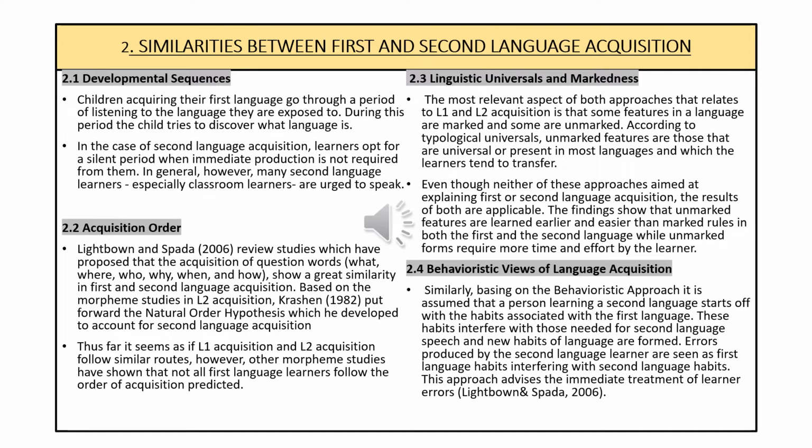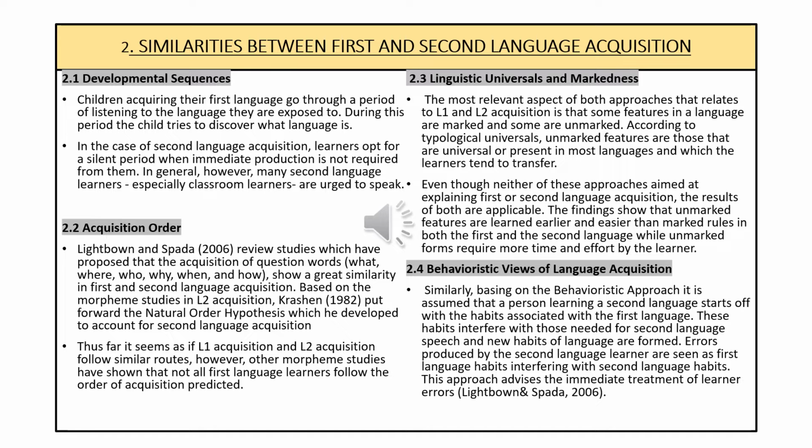Similarities between first and second language acquisition. In 2.1, it's the development sequence. Children in the first language go through a period of listening to the language they are exposed to. During this period, the child tries to discover what language is. In the case of second language, they have the silent period, but it imitates the production and is not required for them. In general, however, many second language learners, especially in the classroom, are urged to speak.